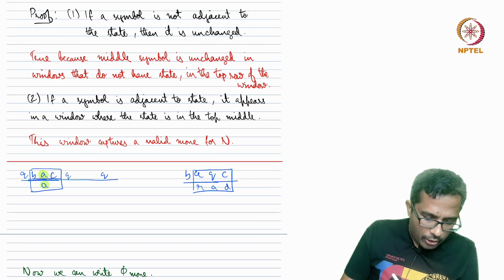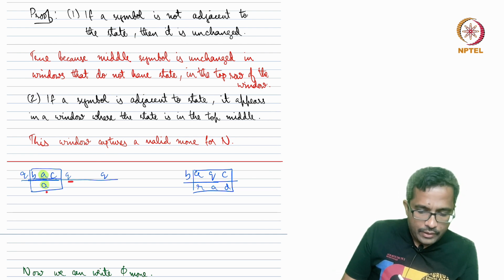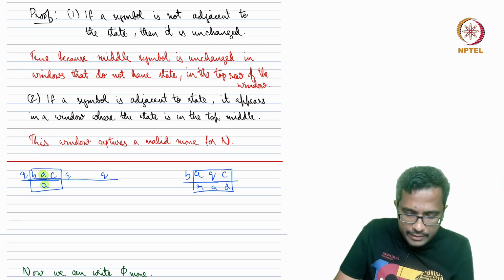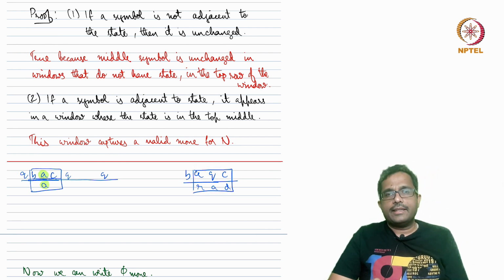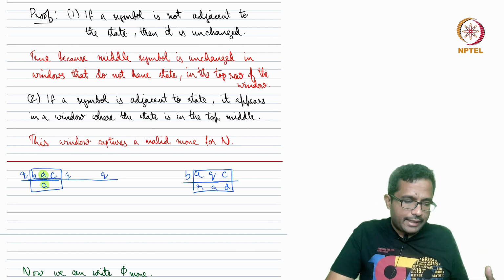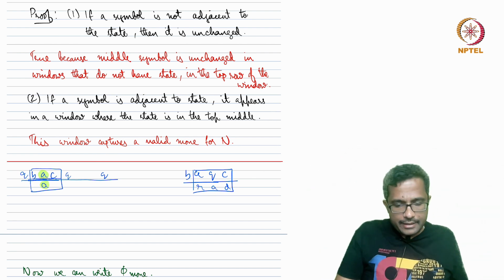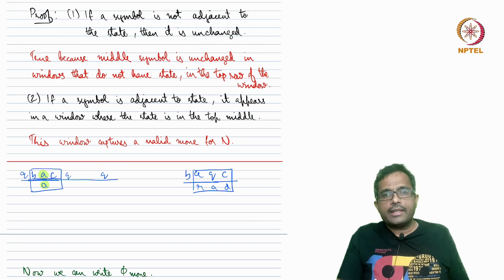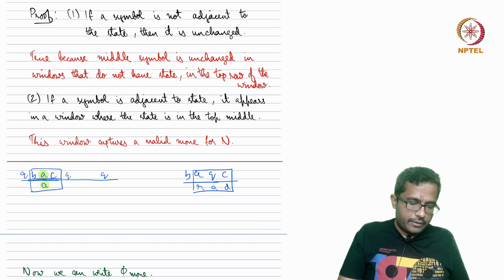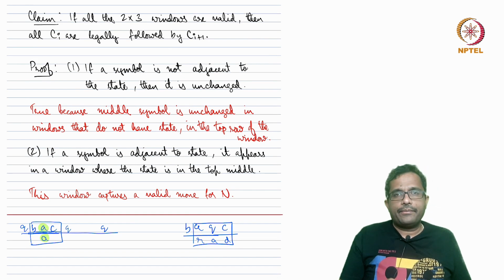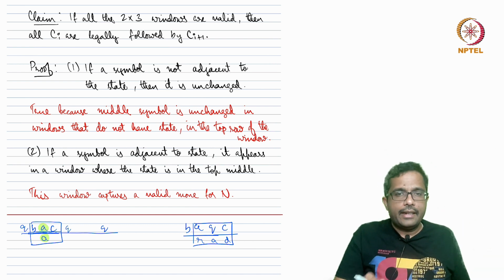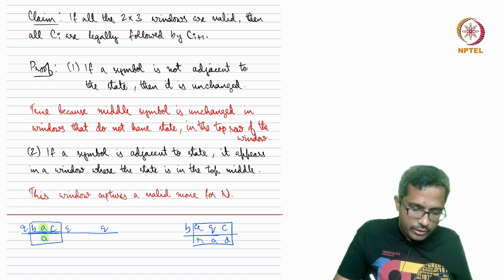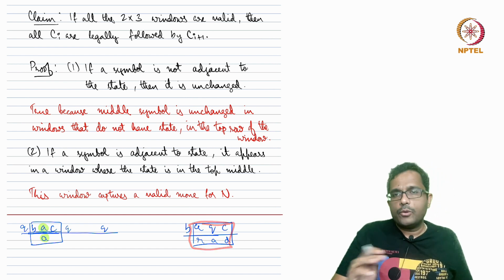So if the symbol is not adjacent to the state, then it is unchanged, and if a symbol is adjacent to the state, it features in this kind of window where the state is in the top middle, and that captures all the changes. Hence, whatever changes happen are only near the state, and that is captured, and whatever is not near the state, it is unchanged because of the first part. So that completes the proof of the claim. So anything that is away from the state is left untouched, and anything that is near the state is captured by the window in which the move is captured correctly.